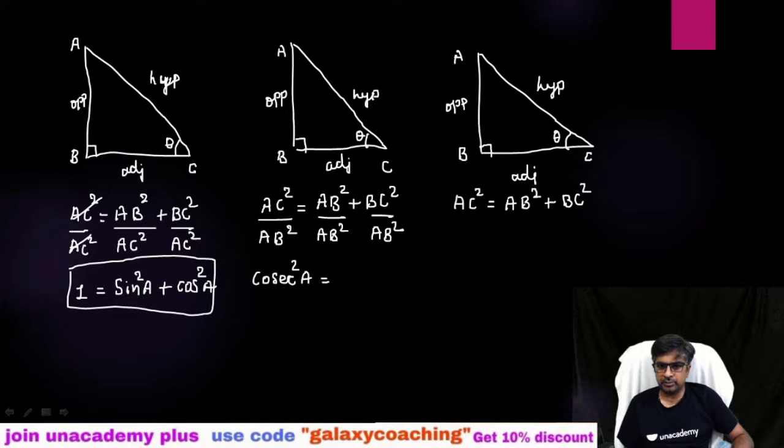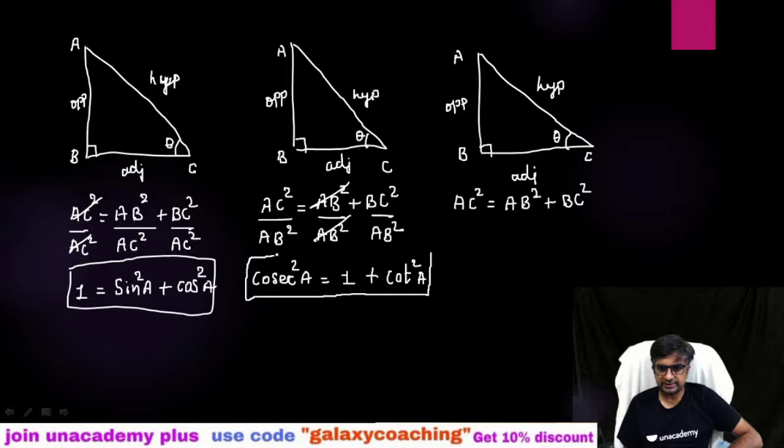Now AB by AB, this will get cancelled, so you will get 1, both are same, plus BC by AB. BC means adjacent and AB means opposite. Adjacent by opposite, again you need to know the ratio. Adjacent by opposite is the opposite of tan. Tan is opposite by adjacent. Cot is adjacent by opposite. So here you will get cot square A. This is our second identity.